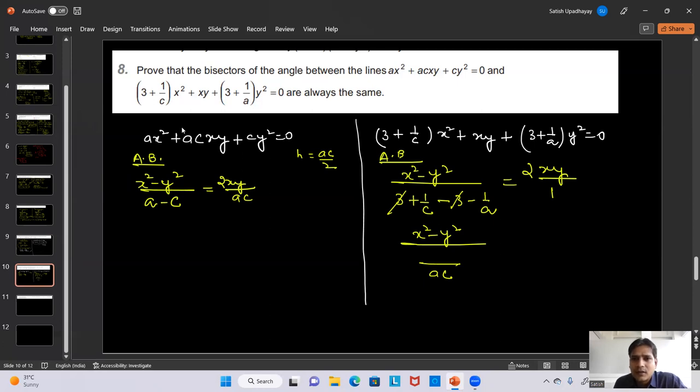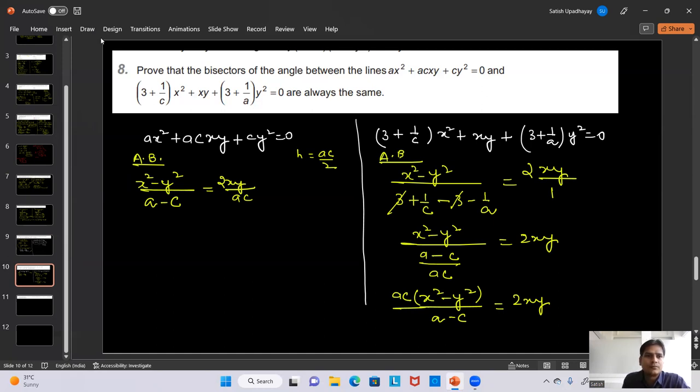We will have x square minus y square, and we can take LCM here. So AC, so this will be a minus c, right? And that will be equal to 2 times xy. Now, what can we write here? We can write x square minus y square upon a minus c, and that will be equal to 2xy. This AC will also come in the numerator.